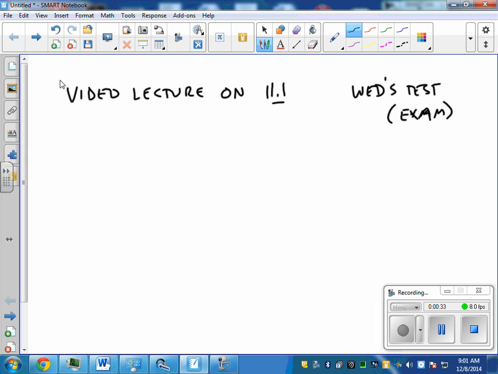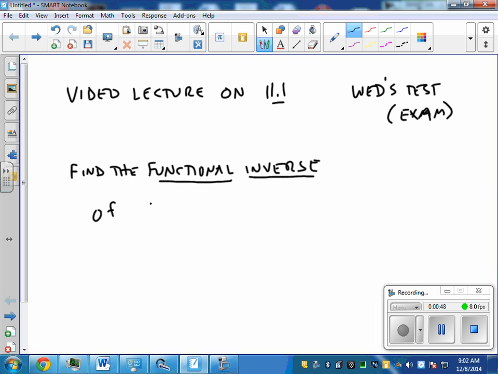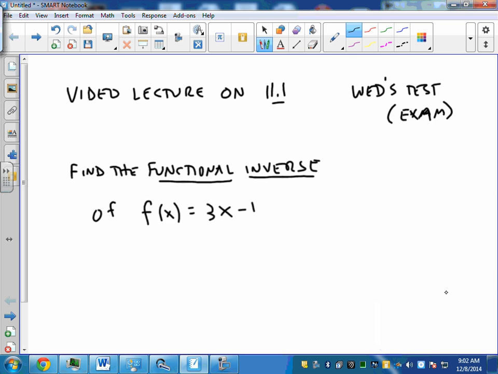Okay, so here's the first idea. Find the functional inverse of this function, f of x is 3x minus 1. The functional inverse is denoted in special notation. We use f inverse of x.